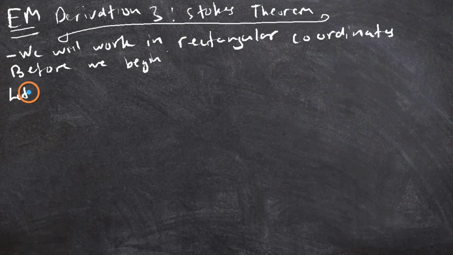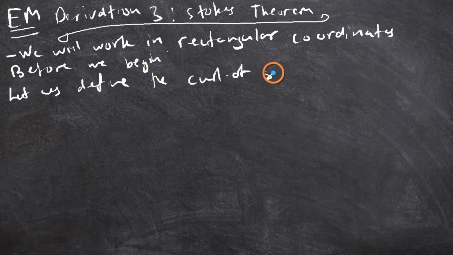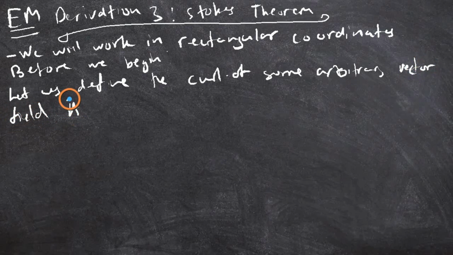So the first of these is to say, let us define the curl, right? So what the curl is. We're going to consider the curl of some arbitrary field in space. And this particular arbitrary field can be given by a vector, let's say this is a vector A, and of course, since it's rectangular coordinates, it has components Ax, Ay, Az.